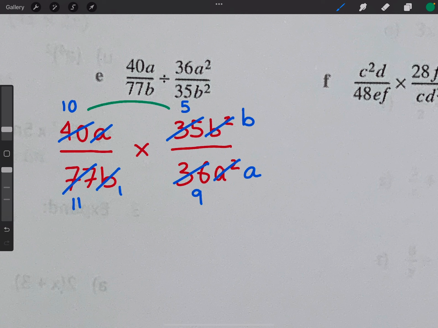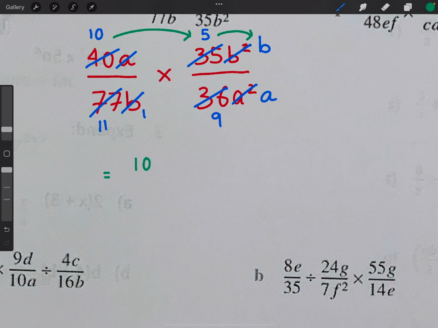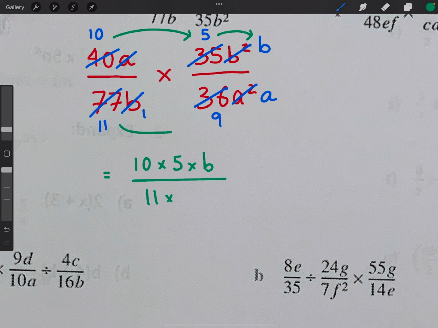So we've got to do 10 times 5 times B. So the answer is going to equal 10, nope, it's equal to 50B. Or actually, let me just write it in, maybe this way is easier. Alright, 10 times 5 times B over the bottom one, which is 11 times 9 times A. That's what we have left. So the answer is going to be 50B over 99A, and there's your answer there.